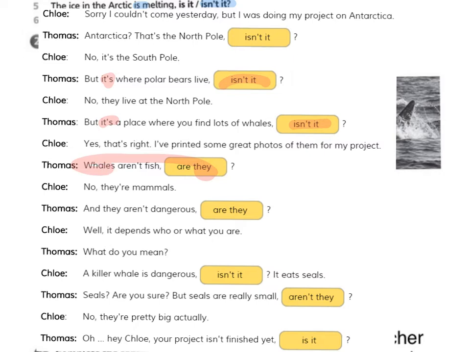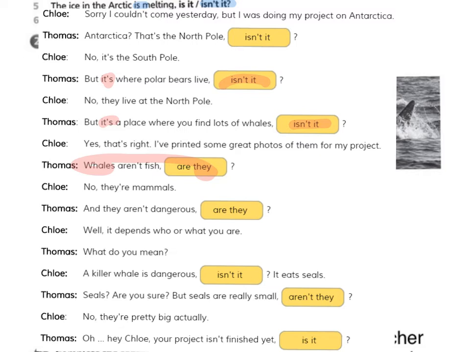No, they're mammals. And they aren't dangerous, are they? Well, it depends who or what you are. What do you mean? A killer whale is dangerous, isn't it?